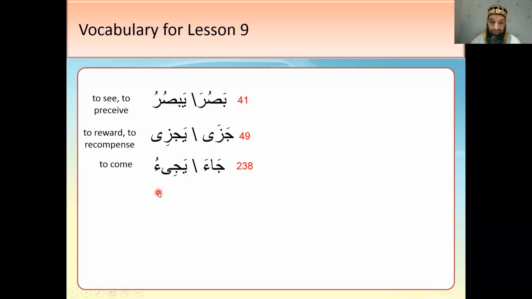238 times. Maybe many times it's like the truth came to the people. The truth came to the people. Next one. حكم يحكم. حكم, past tense, root word, and then يحكم is the present tense.